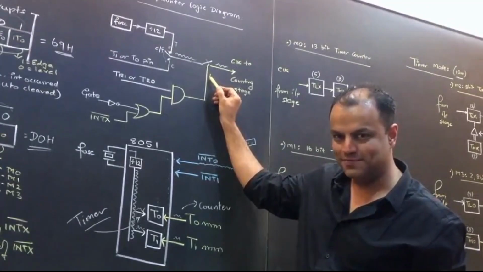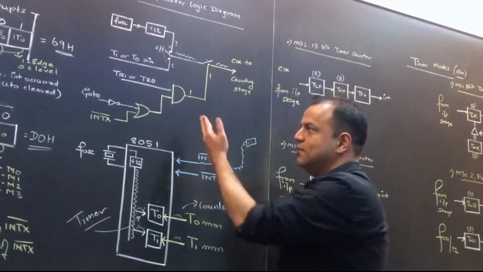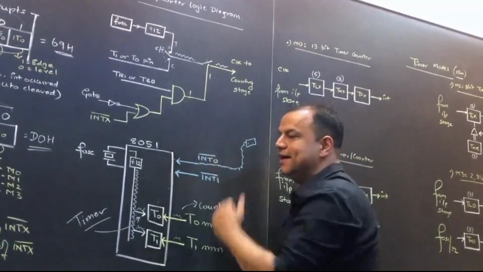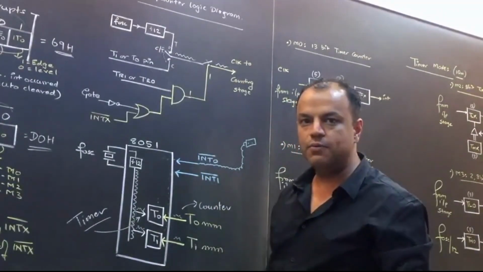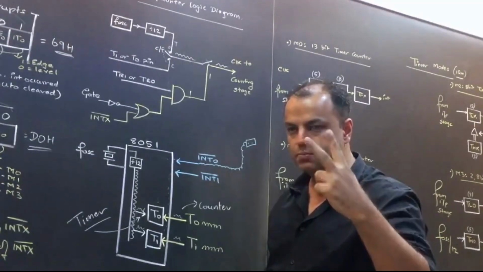This line should be 1. For the clock to reach there, this line should be 1. For this line to be 1, look at this. The gate is an AND gate. When does an AND gate give a 1? Only when both inputs are 1. Condition simple. Both inputs should be 1.